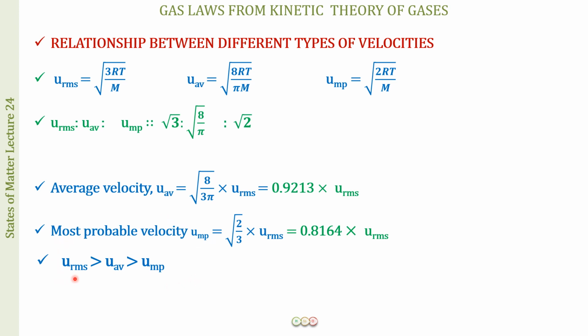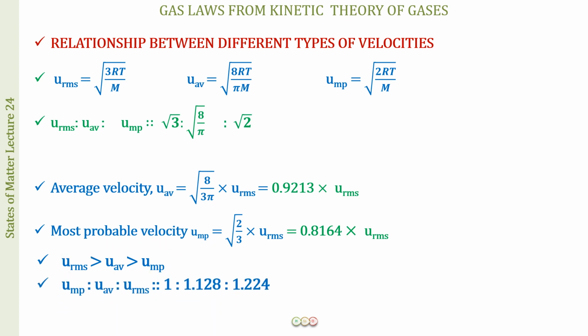An easy way to remember this is that we have three velocities, and the average velocity is in between the other two. RMS is the largest velocity, and the most probable is the smallest one. This is how you can remember the order as well.